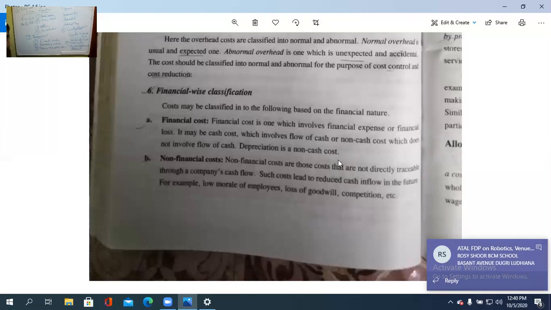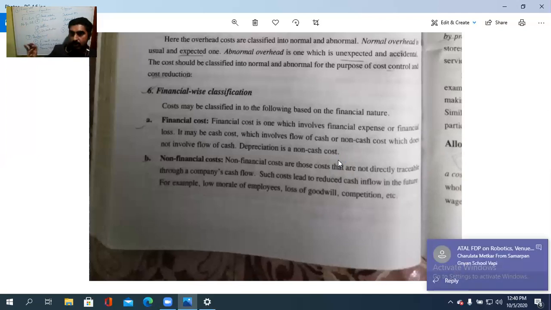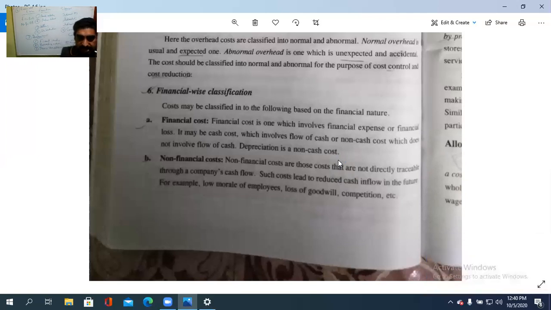While non-financial cost means those costs that are not directly traceable through a company's cash flow. That is, costs that cannot be known from the movement of cash, the non-financial costs, for example low morale of employees, loss of goodwill, competition, etc. So these are the classification with regard to collection of overhead, then classification of overhead.